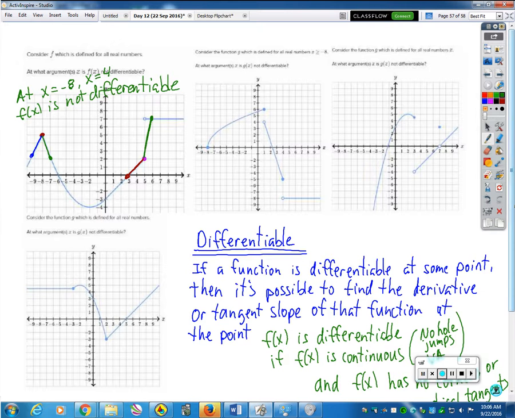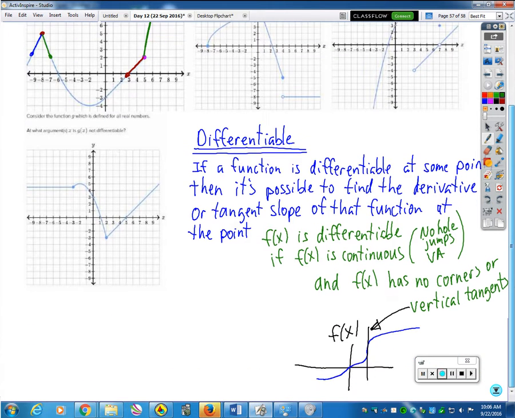Okay, look at the green words down here. This kind of summarizes what we just talked about. So the function is differentiable if, first of all, the function is continuous. Right here we have a jump. The jump is preventing the function from being continuous and from being differentiable. The function must be continuous first before you even consider if it's going to be differentiable. So if there's a hole, jump or vertical asymptote, the function is not continuous and it is not differentiable either.